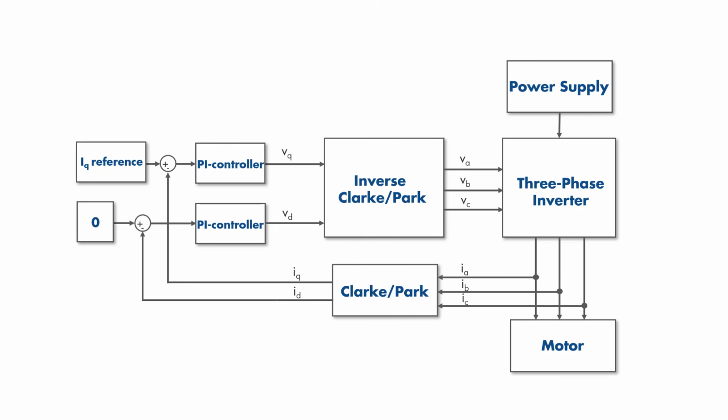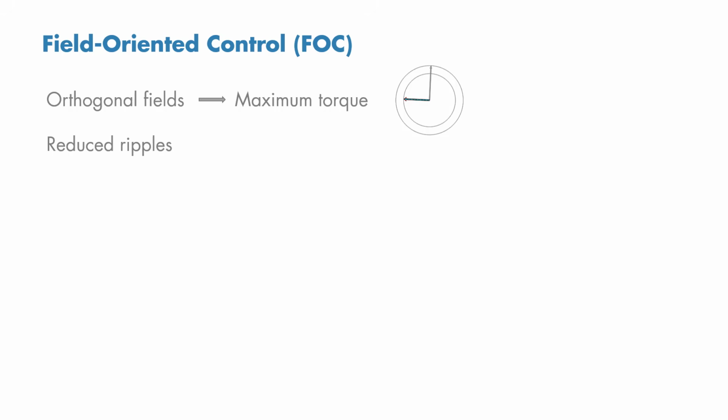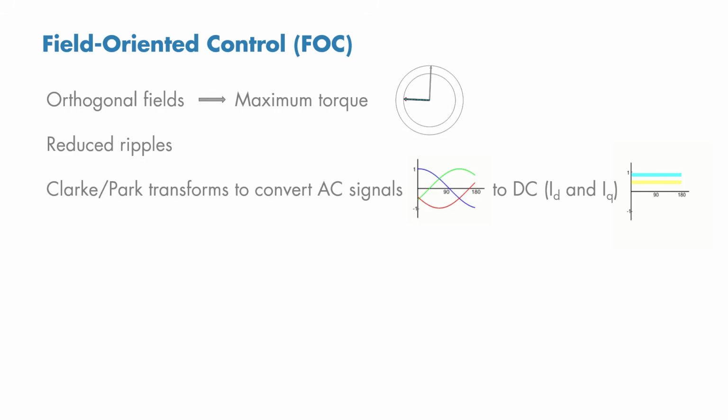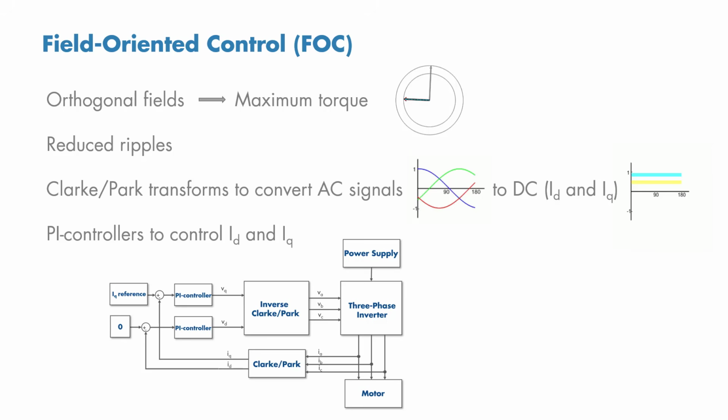Let's summarize what we discussed. With field-oriented control, we can create a stator magnetic field orthogonal to the rotor magnetic field. This way, we maximize the torque we generate and also reduce the ripples seen in the torque and speed responses of the motor. FOC makes use of Clarke and Park transforms to convert the three-phase AC currents into two DC currents, which are then separately controlled by two PI control loops.